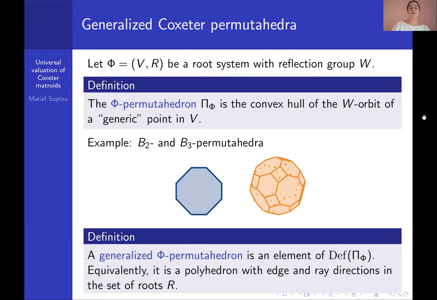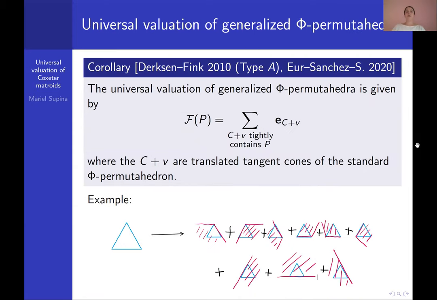Then we can define a generalized Coxeter permutahedron to be a deformation of this Coxeter permutahedron. Equivalently, just like in type A, we can say that it's a polyhedron with its edge and ray directions in the set of roots. So you can see that generalized permutahedra and generalized Coxeter permutahedra are special families of deformations. And so our results about the universal valuation on a family of deformations give us immediately, as a corollary, the universal valuation for generalized Coxeter permutahedra.